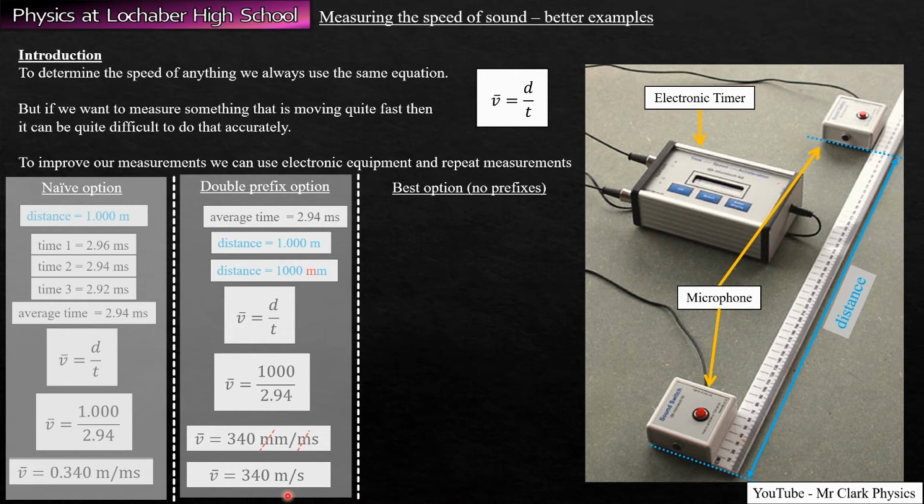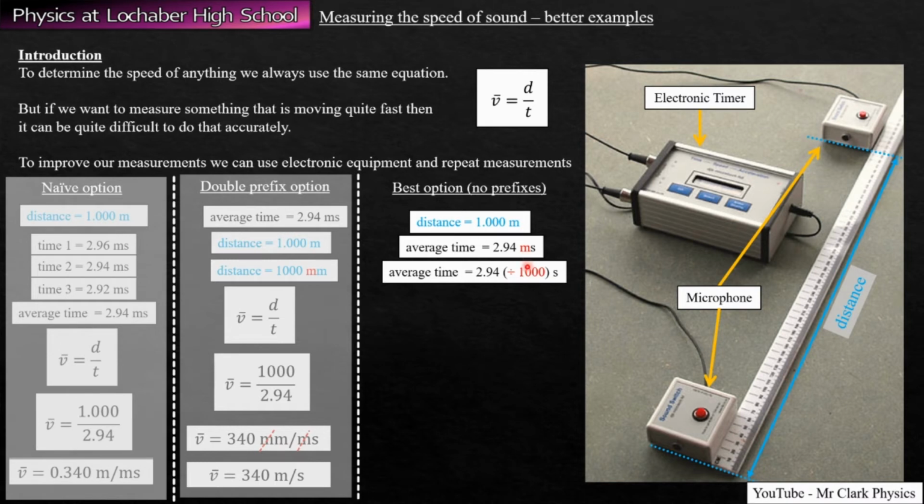The best option, though, is to actually get rid of the prefixes altogether right at the start. So rather than manipulating the distance, we're going to manipulate the time unit. I'm going to say that milli is equal to 1,000th, 1 divided by 1,000, or just divide by 1,000. So that's basically what milli means, 2.94 thousandths of 1 second. That's how I read that. It's kind of the opposite of kilo. And again, this is one of the ones you need to remember.